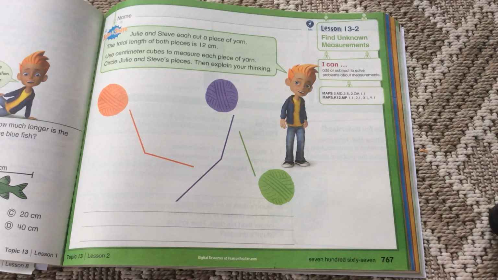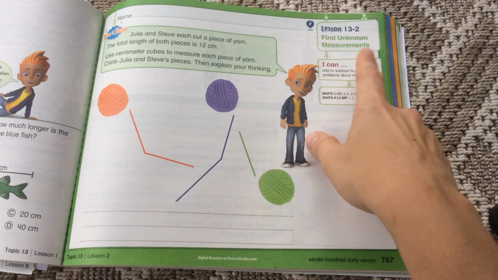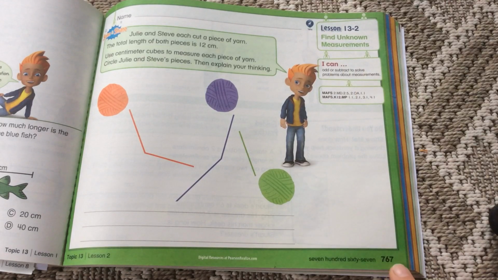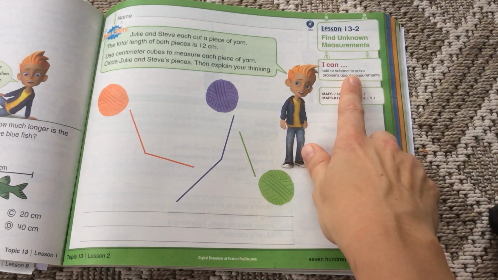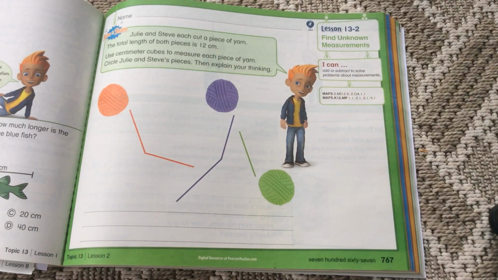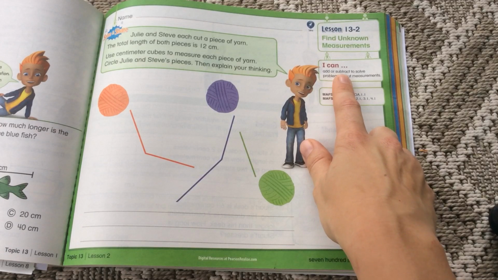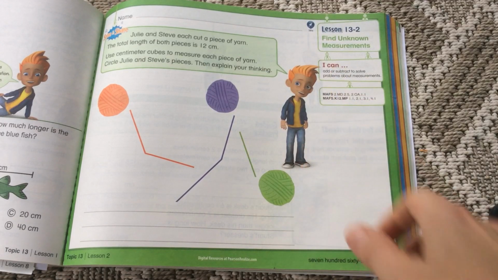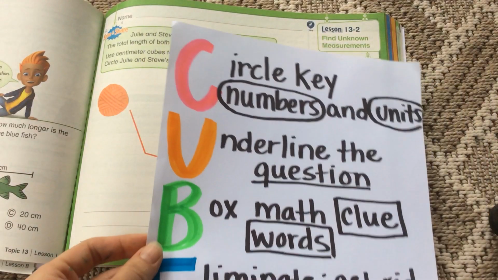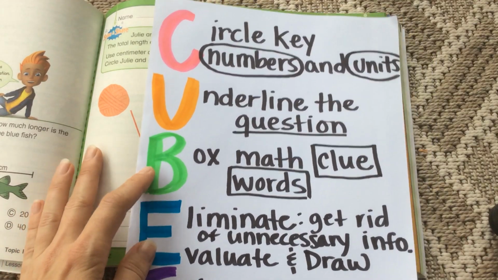Today in math, you're going to be doing lesson 13-2, Find Unknown Measurements, which starts on page 767. Your goal for this lesson is I can add or subtract to solve problems about measurements. The main thing you need to figure out is, are you adding or are you subtracting in order to solve your problem? So we're going to go back to cubes, which we've learned about before.